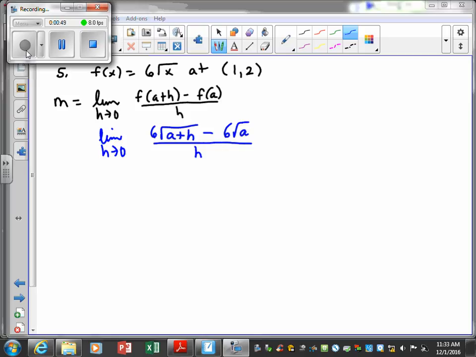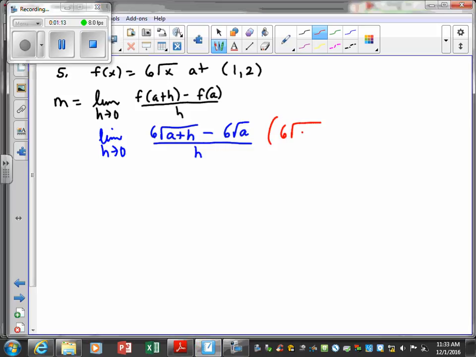Okay, at this point, if we plugged in a 0, we would just get 0 here, 0 here, which would be 6 square root of a minus 6 square root of a. We would get 0 over 0, so we know we're going to have to do something. We'll think back to previous lessons, and what's something you think we could do here? We need to rationalize this. We can multiply it by 6 square root of a plus h plus 6 square root of a.